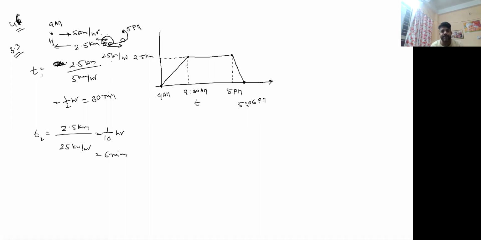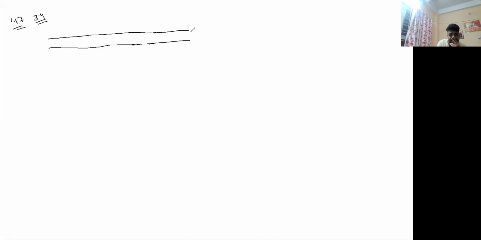Next question. This is also a very popular question. Question number 47 from my sheet, and NCERT exercise 3.4. A drunkard walks in a narrow lane, a very small path. A drunkard walking in a narrow lane takes 5 steps forward: 1 step, 2 steps, 3 steps, 4 steps, 5 steps.